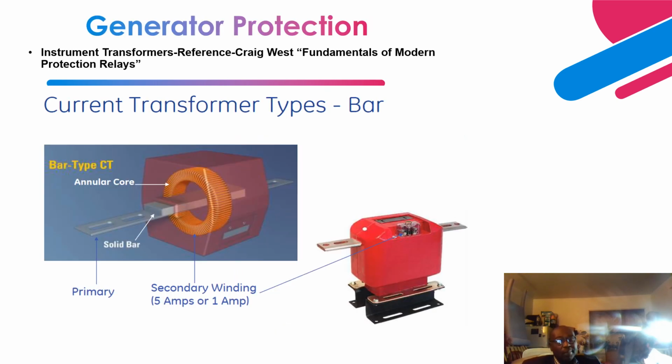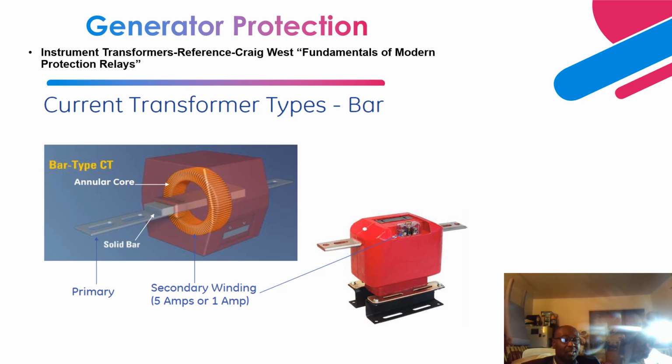Now let's talk about the different types of CTs that we have. We have the bushing type, the bar type, and the split core type. This is an example picture of the bar type. This is the primary conductor, which goes through a core, and on the core is wound a secondary winding that has many turns. The primary conductor is just a single bar or single turn, while the secondary winding has many turns.